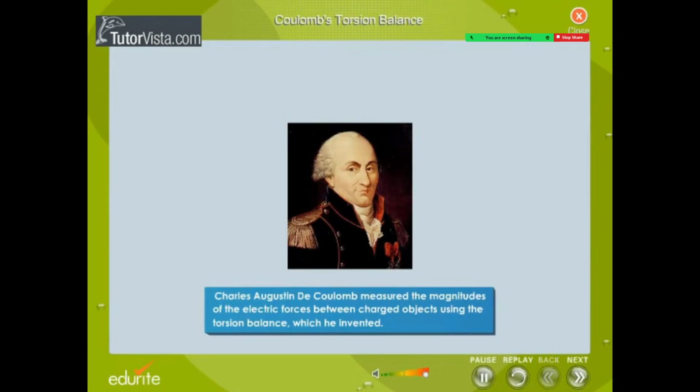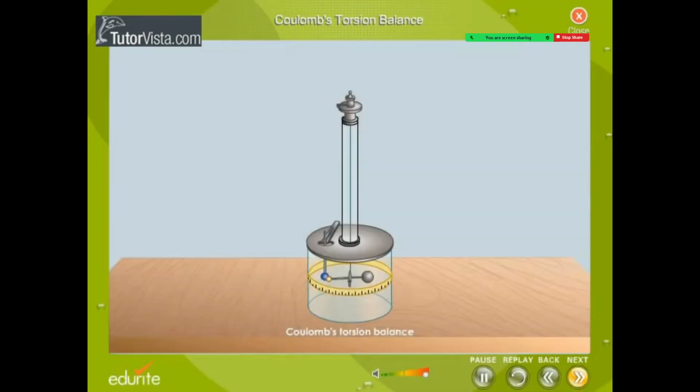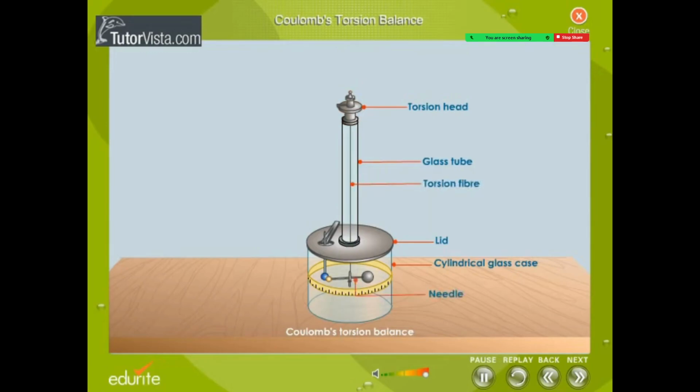Measured the magnitudes of the electric forces between charged objects using the torsion balance which he invented. Coulomb's torsion balance is an instrument that enables us to verify experimentally the quantitative law of interaction between electrical charges. Coulomb's torsion balance consists of a cylindrical or square glass case closed by a lid. A glass tube emerges from the lid. The tube is closed with a piece of metal called torsion head. A torsion fiber is suspended from the torsion head. This fiber holds a horizontal needle made of lac with a small brass disc at one end and a sphere of elder pith at the other. The height of the needle is adjusted by a knob, which is turned to wind the suspending thread on a horizontal axis. A scale that is circumscribed on the glass case is used to measure the torsion produced in the fiber. Let us see how Charles Augustin de Coulomb deduced the famous Coulomb's law.